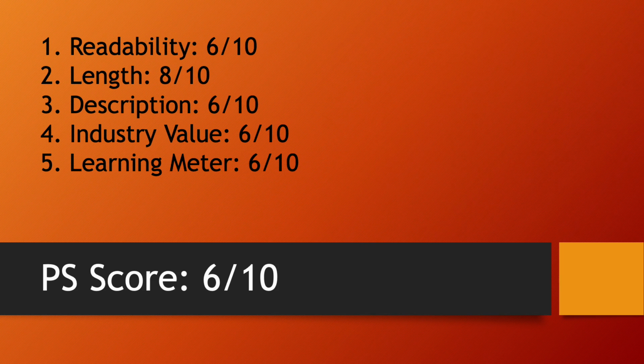Let's start PS score. Overall, this paper is a bumpy read with experimental data explosions. It gets 6 out of 10 on readability. With 12 pages long, it scores 8 out of 10 on length. It's a measurement paper and the description of their approach is rough and feels incoherent, so it makes it 6 out of 10. Industry value on learning meter is questionable, so it gets 6 out of 10 on each. Overall PS score is 6 out of 10.